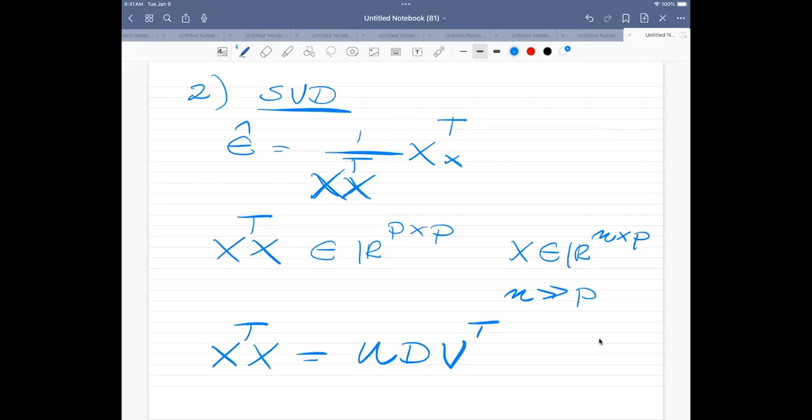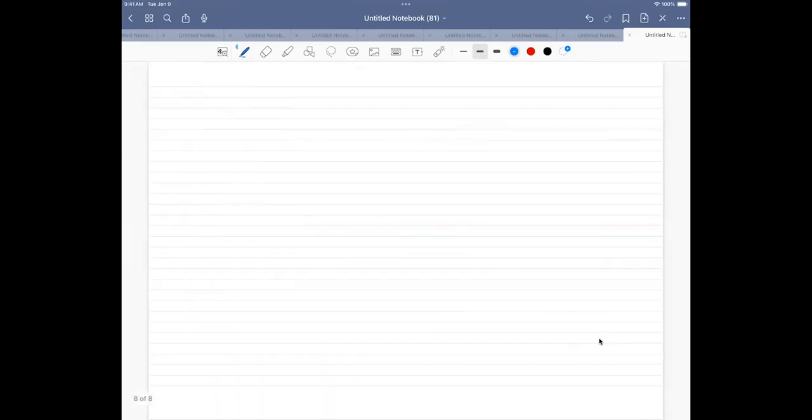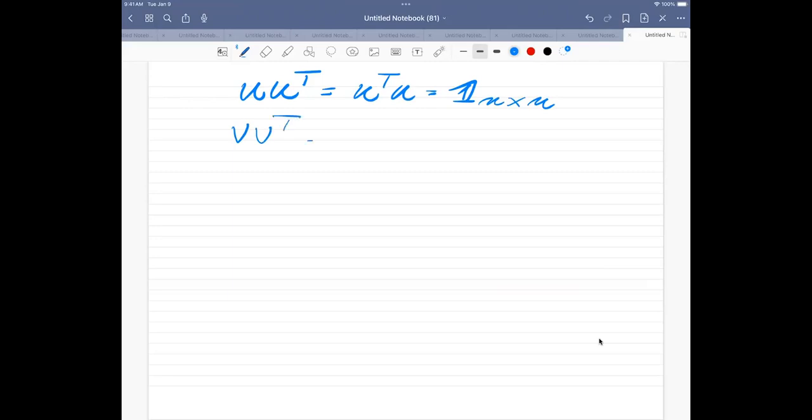So if we look at this singular value decomposition, the matrix U, if these are real matrices, is an orthogonal matrix. So that gives us the unit matrix, and that has dimensionality n times n. The matrix V is also an orthogonal matrix. That means that the column vectors are all orthogonal vectors. This is a matrix of dimensionality P times P.